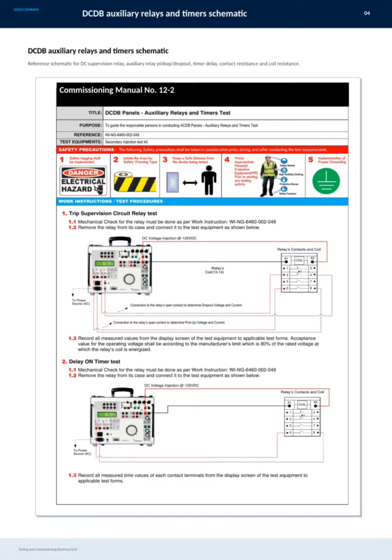Here we have the schematic for the DCDB auxiliary relays and timers, which is crucial for testing and commissioning the electrical grid. This diagram serves as a detailed reference for the DC supervision relay, showing how auxiliary relays pick up and drop out, as well as illustrating timer delays. It also includes important measurements like contact resistance and coil resistance. Understanding this schematic is essential to ensure everything operates correctly during commissioning, as outlined in Commissioning Manual Number 12-2.